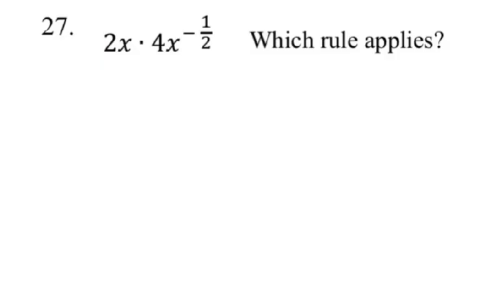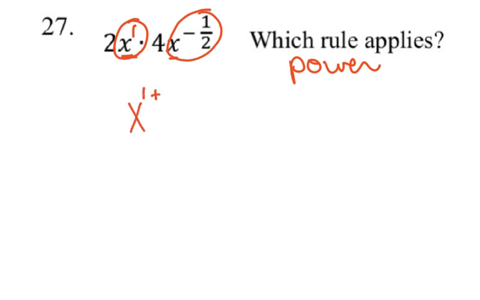Okay, number 27, which rule applies? Well, since I have the same base on my variables, and this is x to the first power, I'm going to take this times this, which my power rule says that I do what with my exponents? I'm going to add them. So I'm going to have x to the first plus negative 1/2. And of course, I'm just going to take the 2 times the 4. So that gives me 8x to the 1 plus negative 1/2 is 1/2.